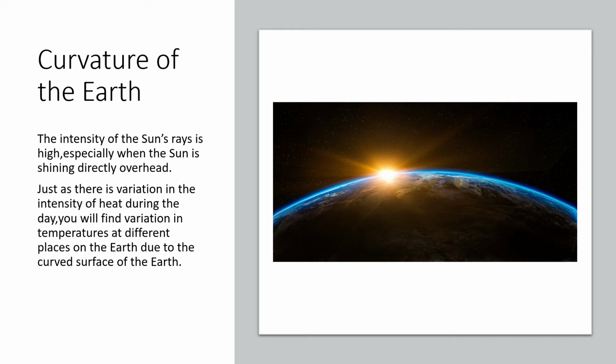Curvature of the earth. The intensity of the sun's rays is high, especially when the sun is shining directly overhead. Just as there is variation in intensity of heat during the day, you will find variation in temperatures at different places on the earth due to the curved surface of the earth.